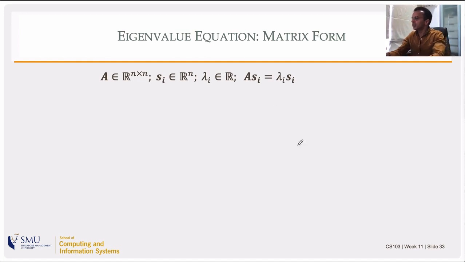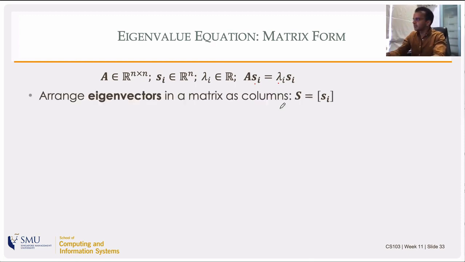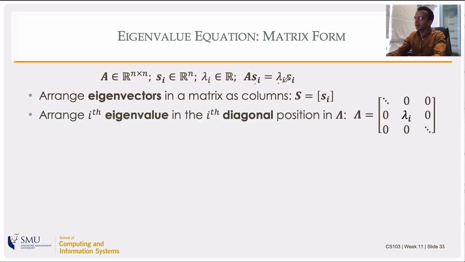What we do is we start with the eigenvalue equation. A times Si is equal to lambda i times Si. So Si is an eigenvector of A with the eigenvalue lambda i. That is the statement there. And suppose I arrange all these eigenvectors in a matrix S as columns. Then I arrange all the eigenvalues as the diagonal elements in another matrix, a square n by n matrix, like that.